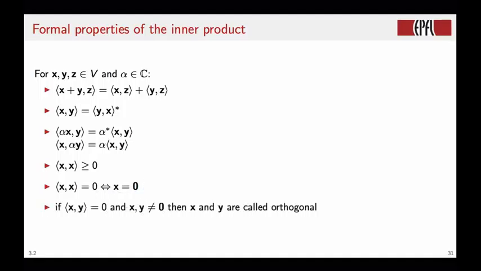Finally, if the inner product of x and y is 0, and x and y are different from the 0 vector, then x and y are called orthogonal to each other, which we always denote here with this shorthand for the right angle.